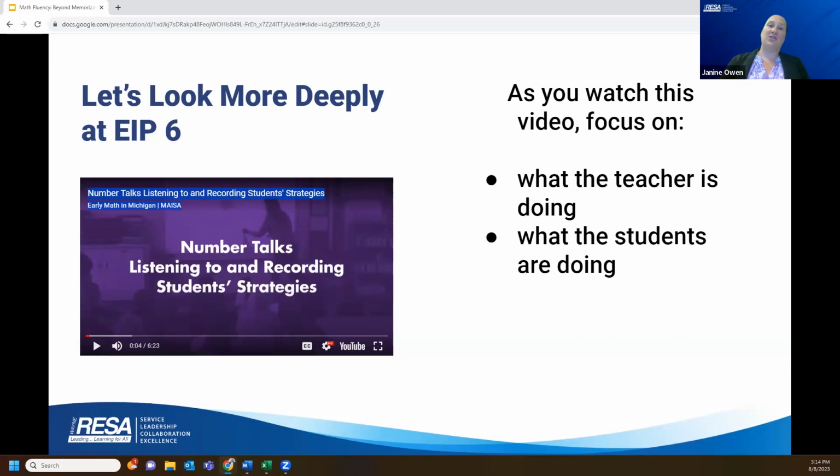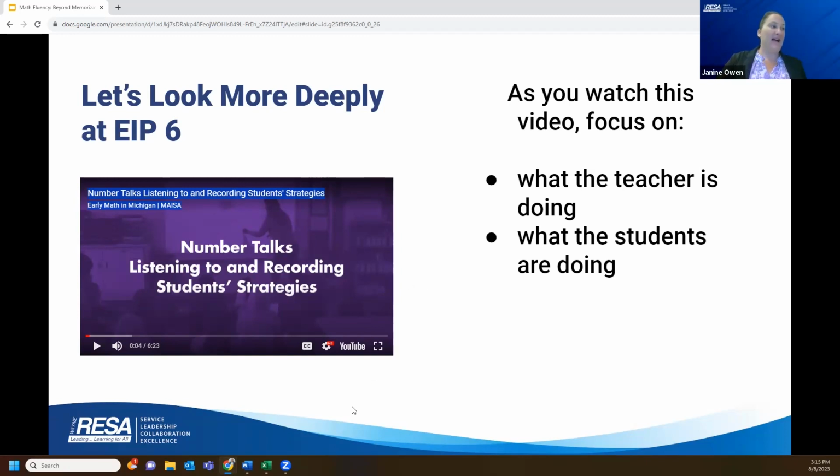You saw different teacher talk moves. You noticed different classroom management techniques that were happening. You saw evidence of student-led classrooms. So lots of things were going on as we watched this number sense routine take place.